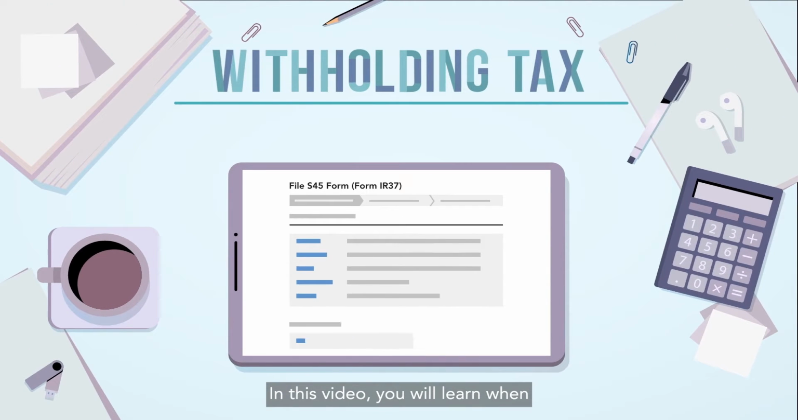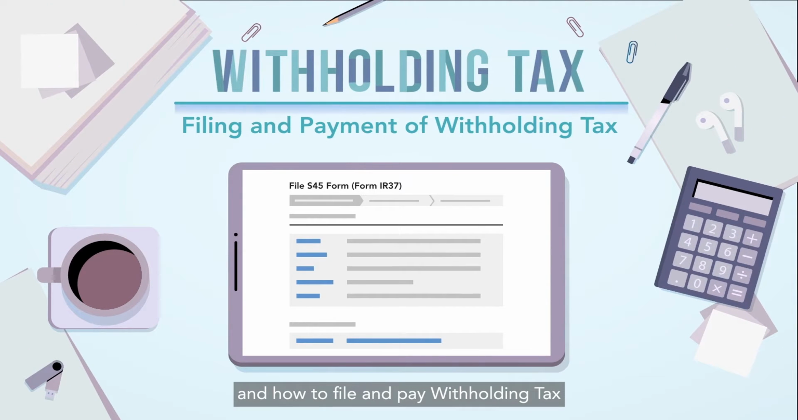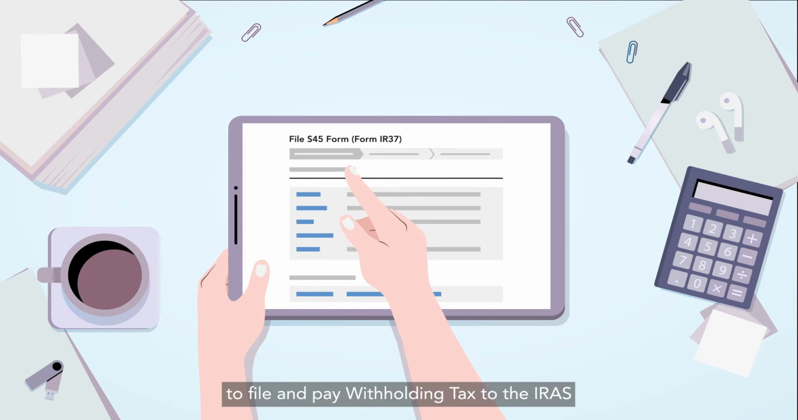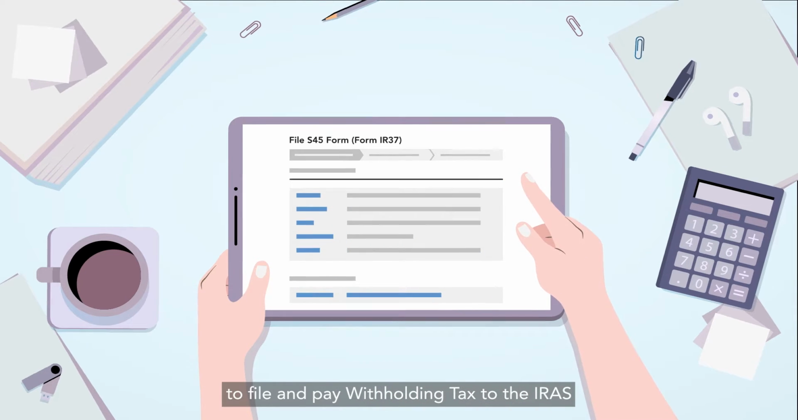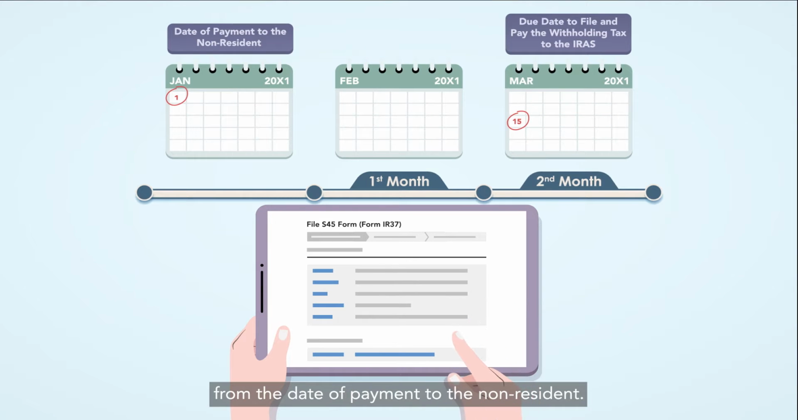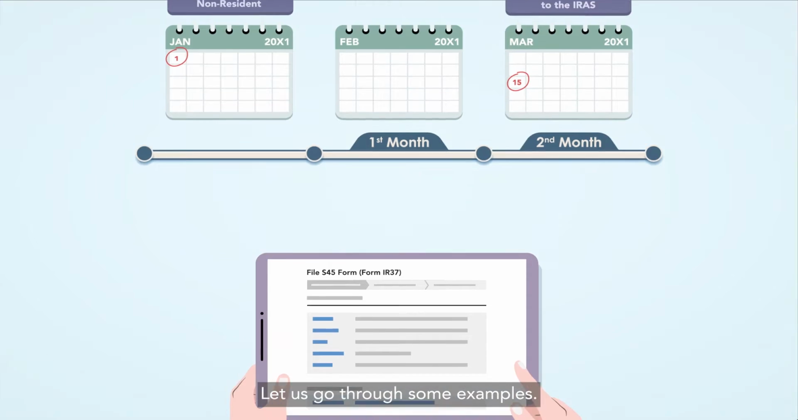In this video, you will learn when and how to file and pay withholding tax to the Inland Revenue Authority of Singapore, or IRAS. As a payer, you are required to file and pay withholding tax to the IRAS by the 15th of the second month from the date of payment to the non-resident. Let us go through some examples.